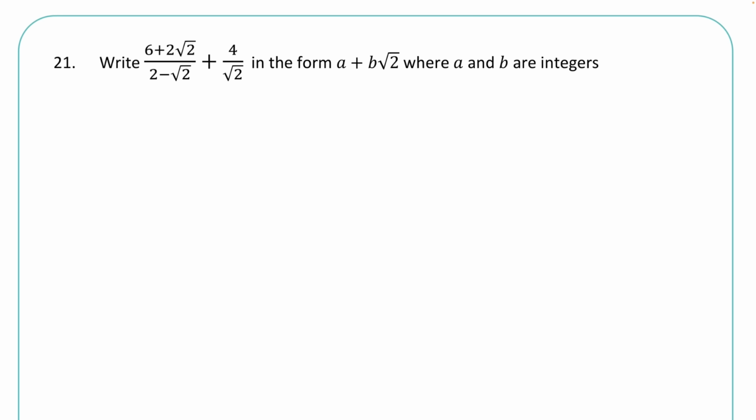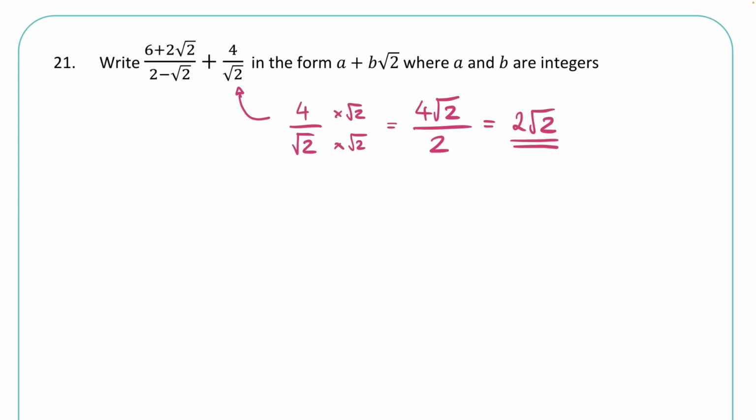Now the first thing to notice is this fraction on the right is a really nice easy one to rationalise. So we're going to do that first. 4 over root 2 times the top and bottom by root 2. It's basically done in a few seconds, dead easy. That becomes 4 root 2 over 2, which is 2 root 2. So that's the first half done, and that's dead easy.